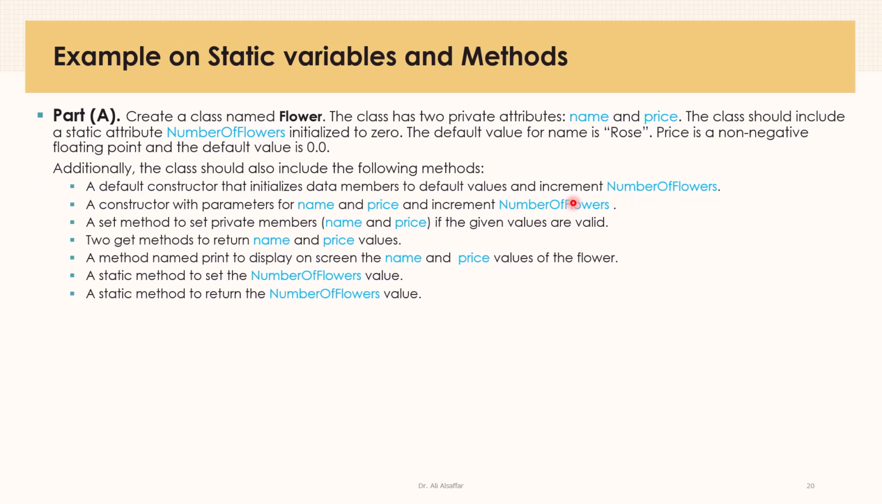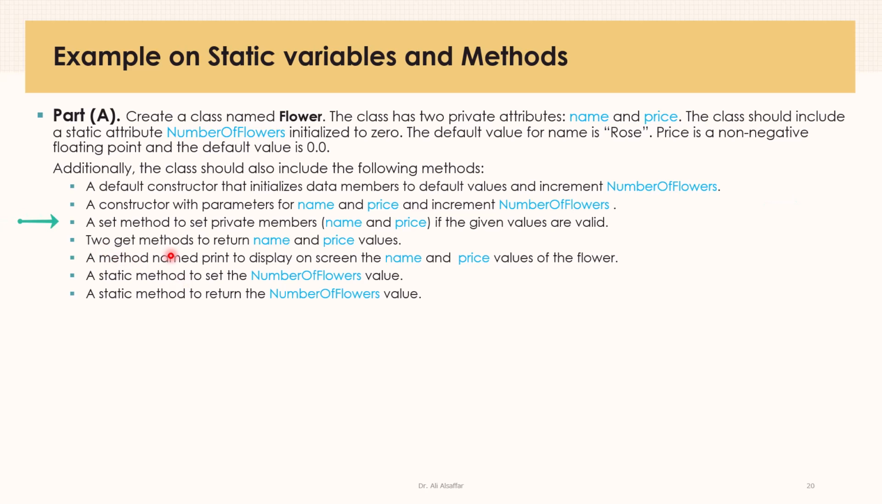And the second constructor is going to initialize the two data members, name and price, and at the same time it will increment numberOfFlowers. This needs two parameters. The first parameter will be for name, and the second parameter will be for price. And inside, the static variable numberOfFlowers will be incremented by 1.